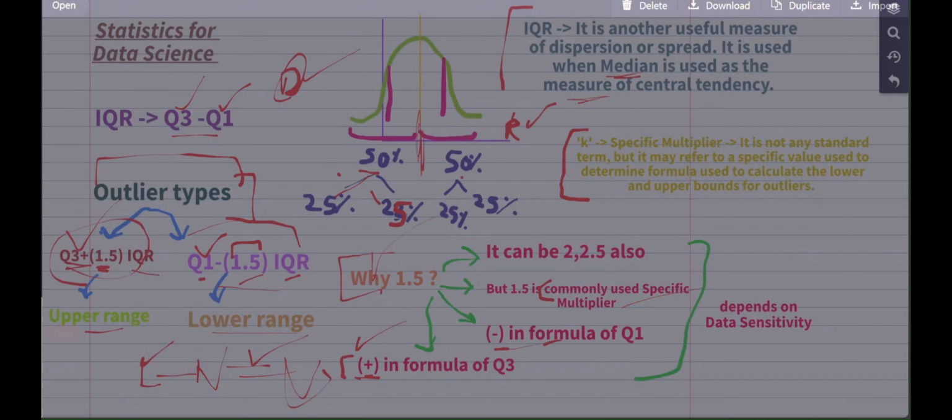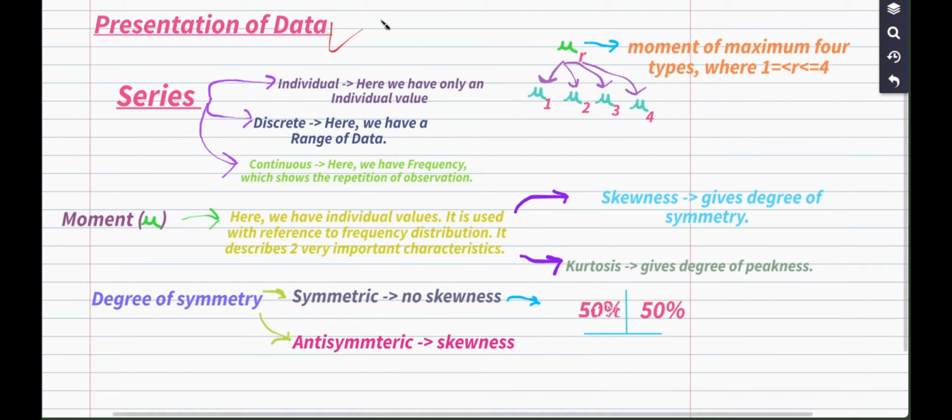So now come to another important part. The next part is about the presentation of data. So now from here, the concept of series is starting, right? What is a series? So basically, series is nothing but the presentation of data. How your data is presented. Is the data individual data, is the data discrete, or is the data continuous, right?